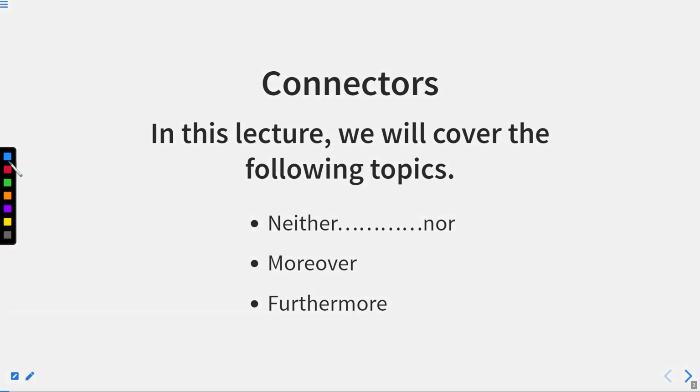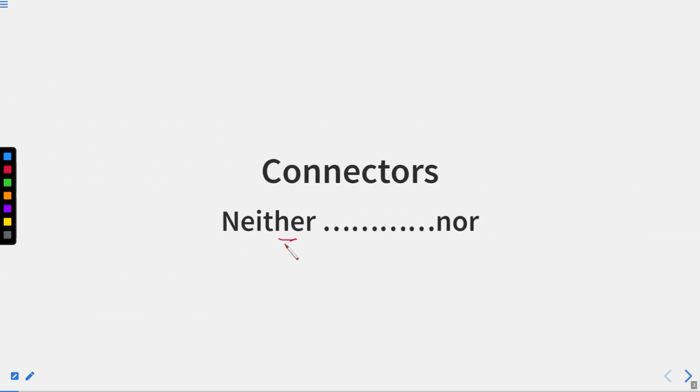As I told you in our earlier session, we started with those connectors which are connectors of addition. In that session, I think we had discussed not only but also, and either or. Now, in this session, we will discuss some more connectors of addition. These are neither nor, moreover, and furthermore. So, we are going to discuss these three connectors in this session. First of all, we'll discuss neither nor.